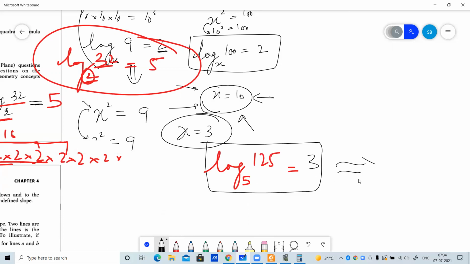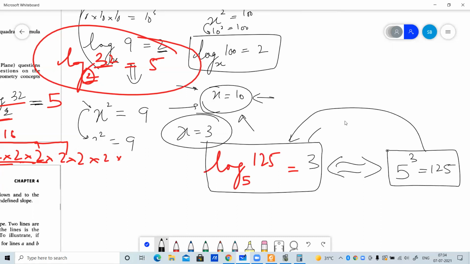Now you also need to convert this into exponent form. So you'll write it as 5 to the 3 is 125. Isn't it? Yes. So you should be able to convert log to exponent and exponent to log. Very simple. Just try to see this again after our session or maybe before our next session, so that it'll be clearer to you how to convert the log into exponent, and exponent into log.